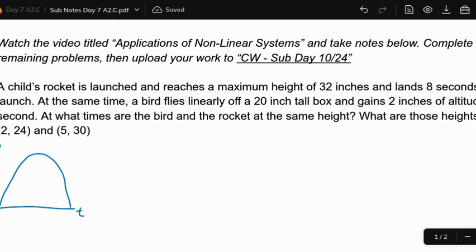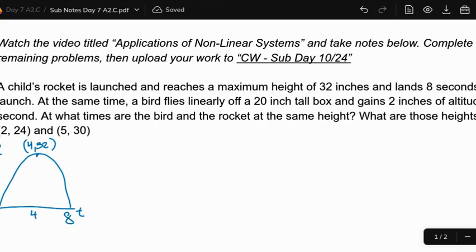So it reaches a maximum height of 32 and lands 8 seconds later, which means that the vertex for this is going to be at (4, 32). So I can already start finding the equation of this. I'd recommend pausing the video to try and figure that one out on your own.